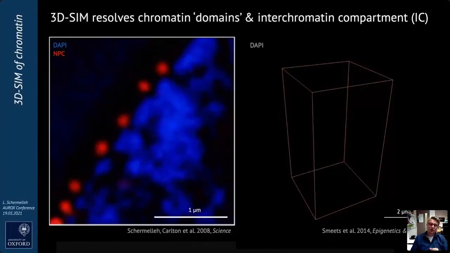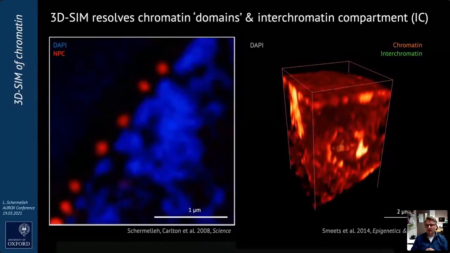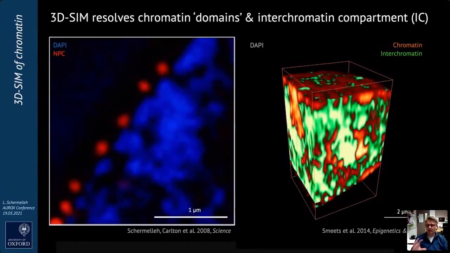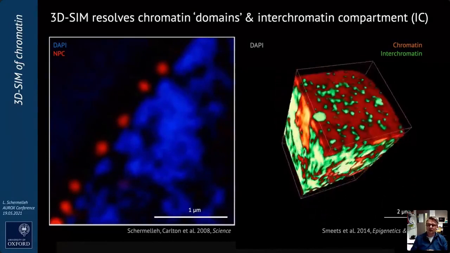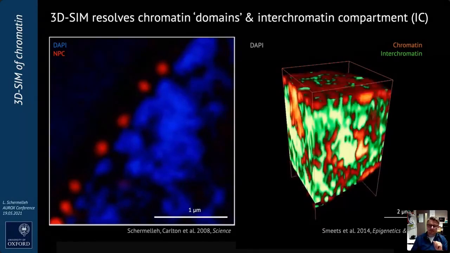So with this technique, very early on, we identified these larger domains of chromatin. It looked like filaments or higher order domains. And in between there is apparently DNA-free space, which we termed interchromatin space, and sort of channels that then lead to nuclear pores. And because we image in 3D space, we can then segment chromatin and interchromatin and assess this three-dimensional topography very nicely.